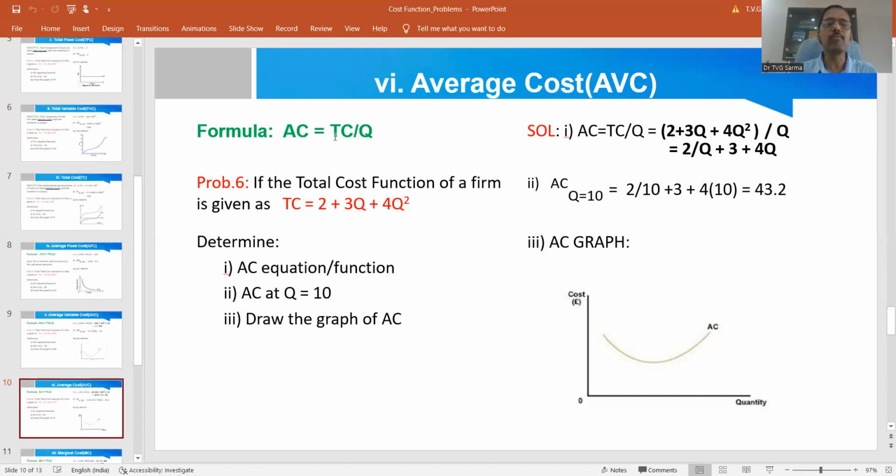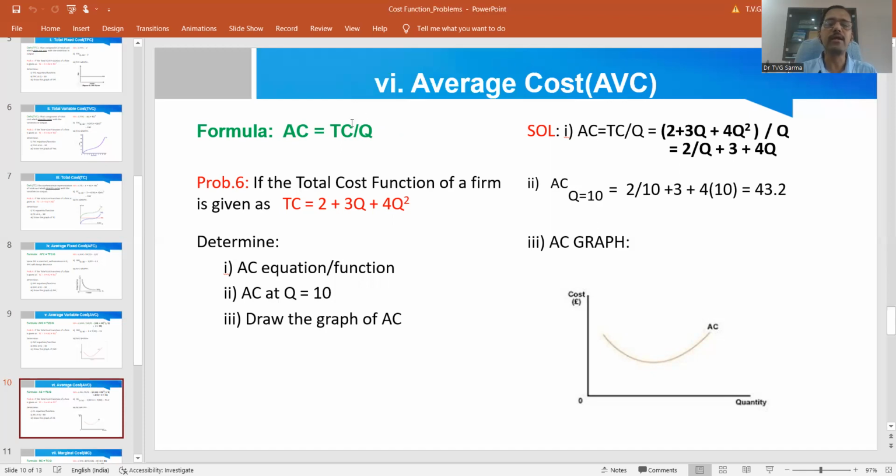So we can use this formula of total cost to derive the average cost. This can be understood by taking a numerical illustration. Number 6. The total cost function of a firm is given as TC = 2 + 3Q + 4Q². We have to derive the average cost equation, find the average cost at Q = 10, and try to draw the graph of the same.